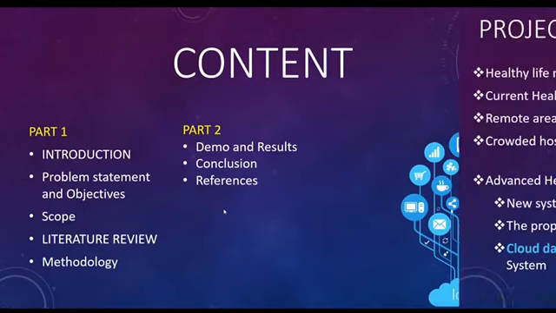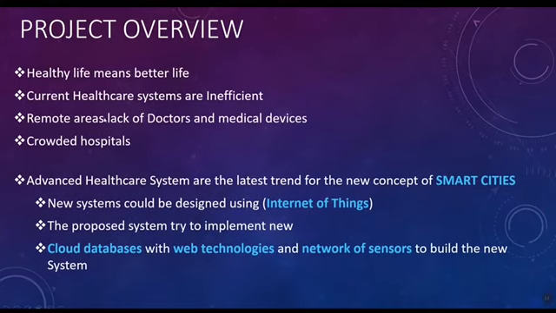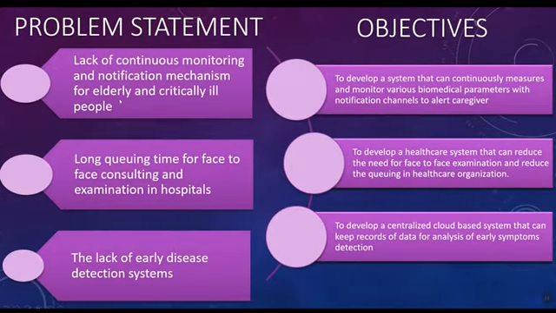In the project overview, we can see the motivation and the issues in the current system that motivated us to build this project. We can see the new system, how it was categorized, and the technologies used to design it. For our problem statement, we have three objectives.